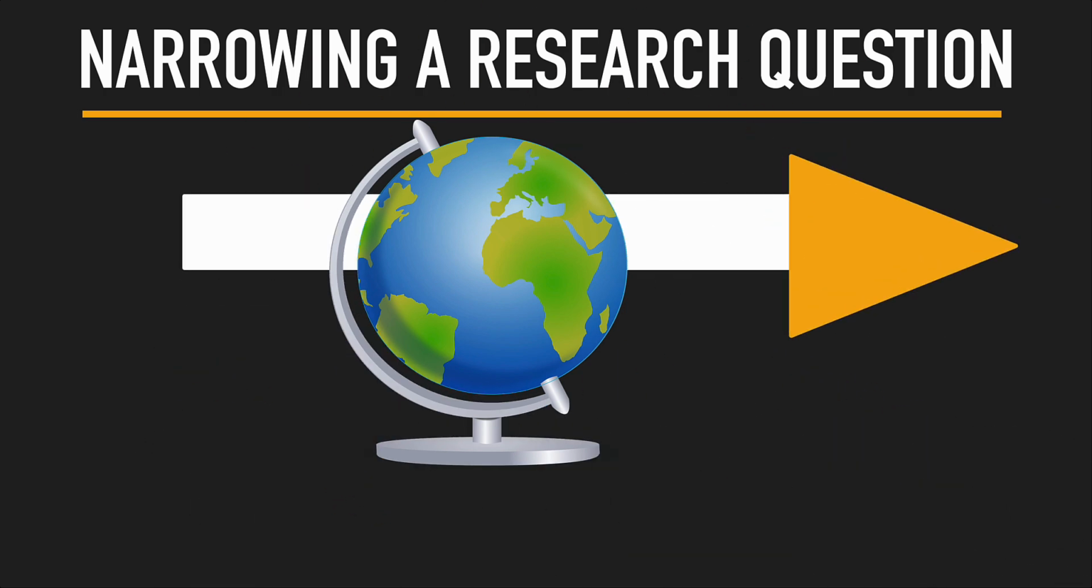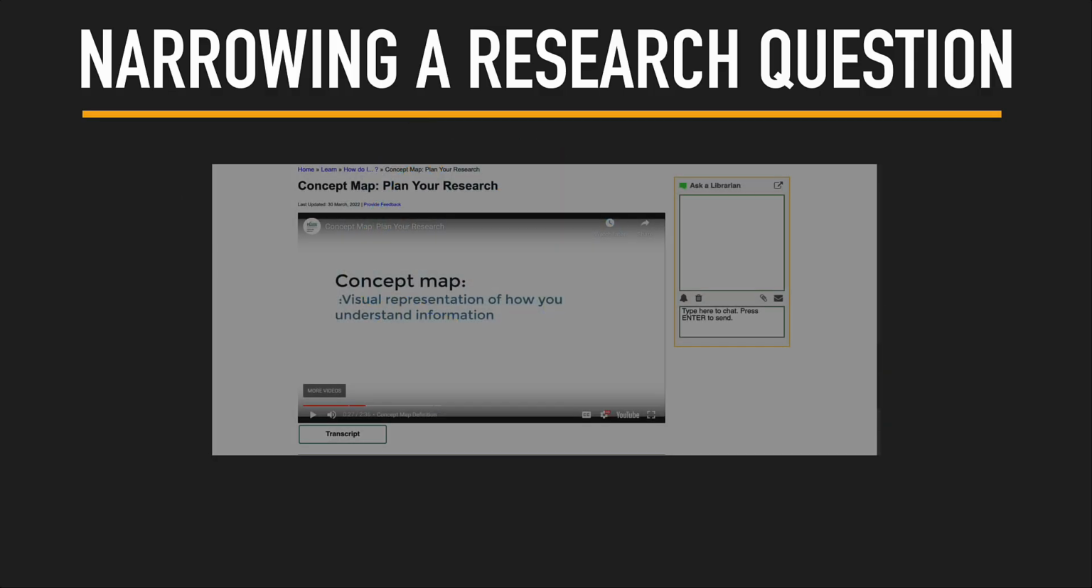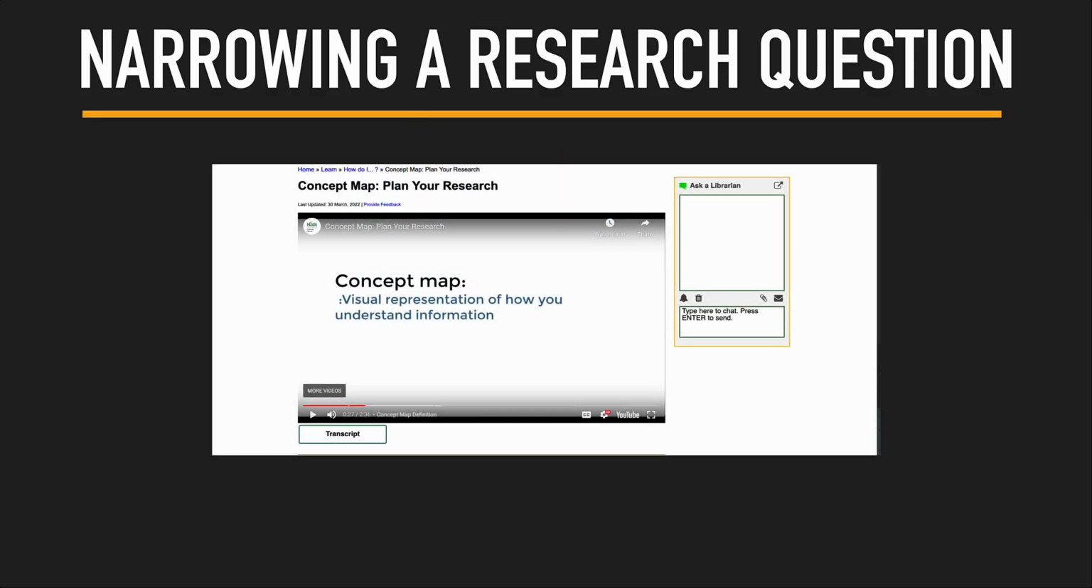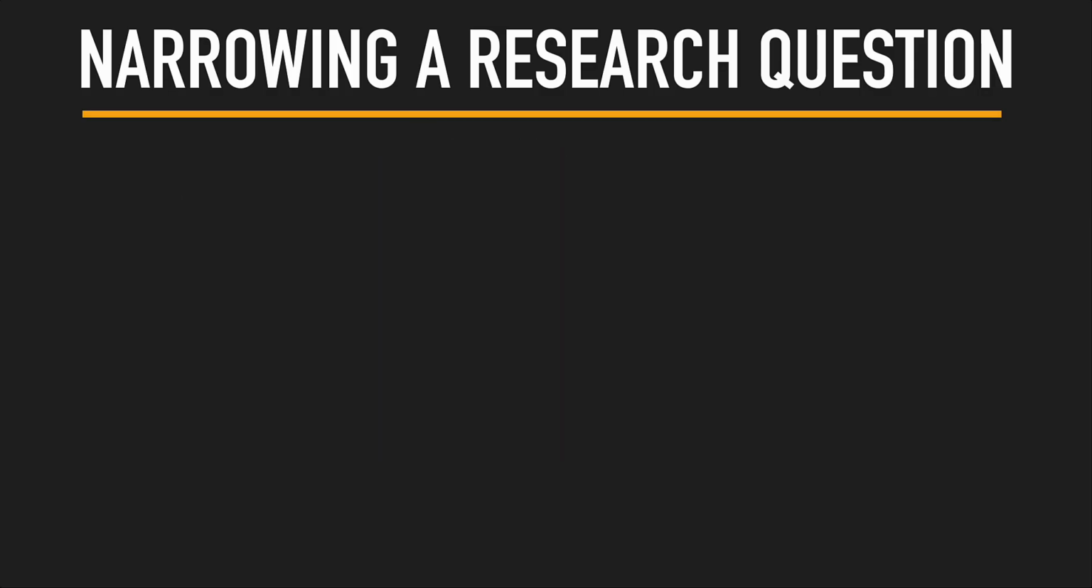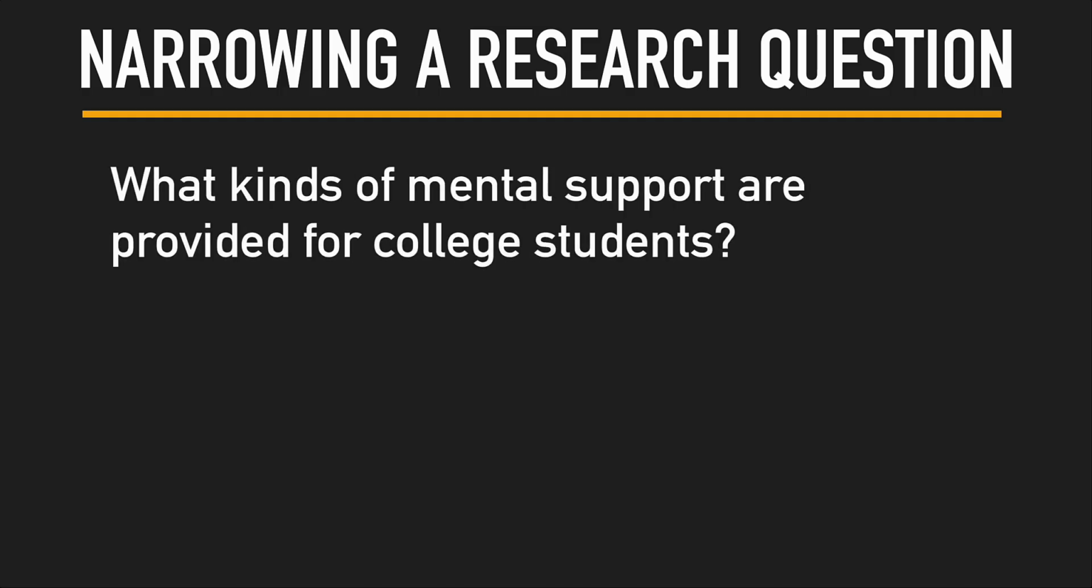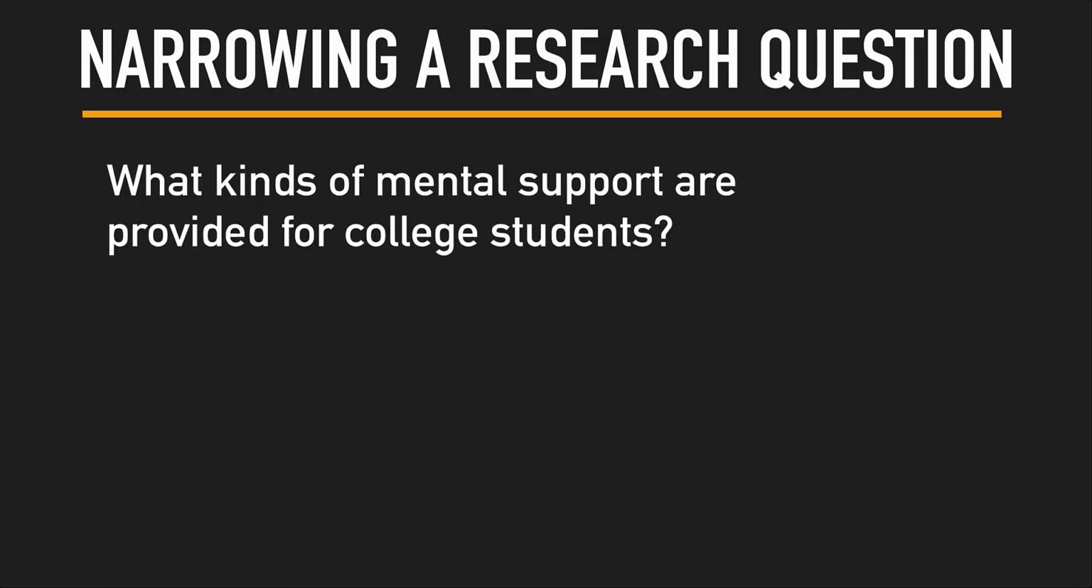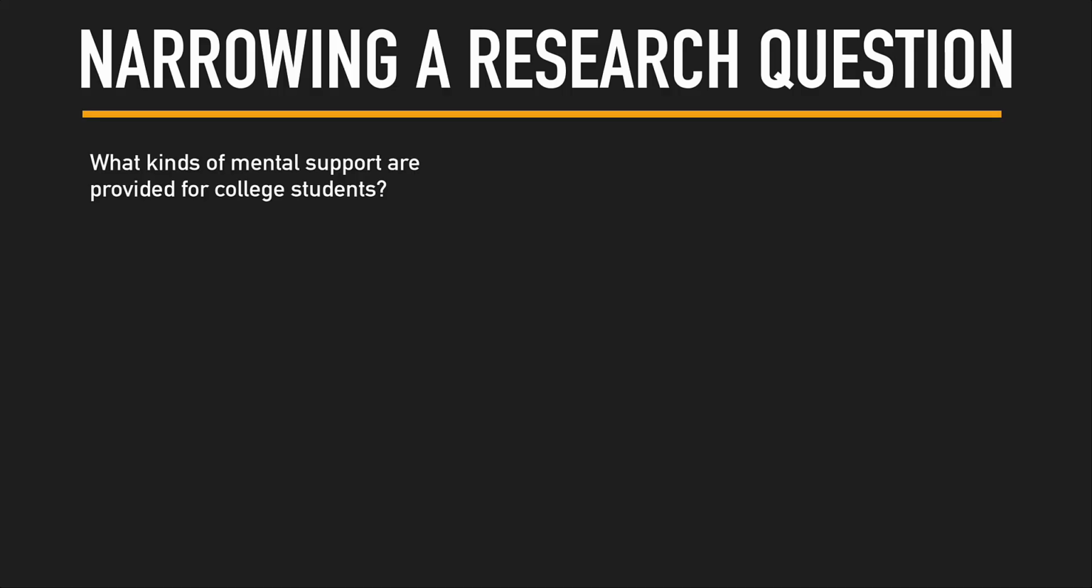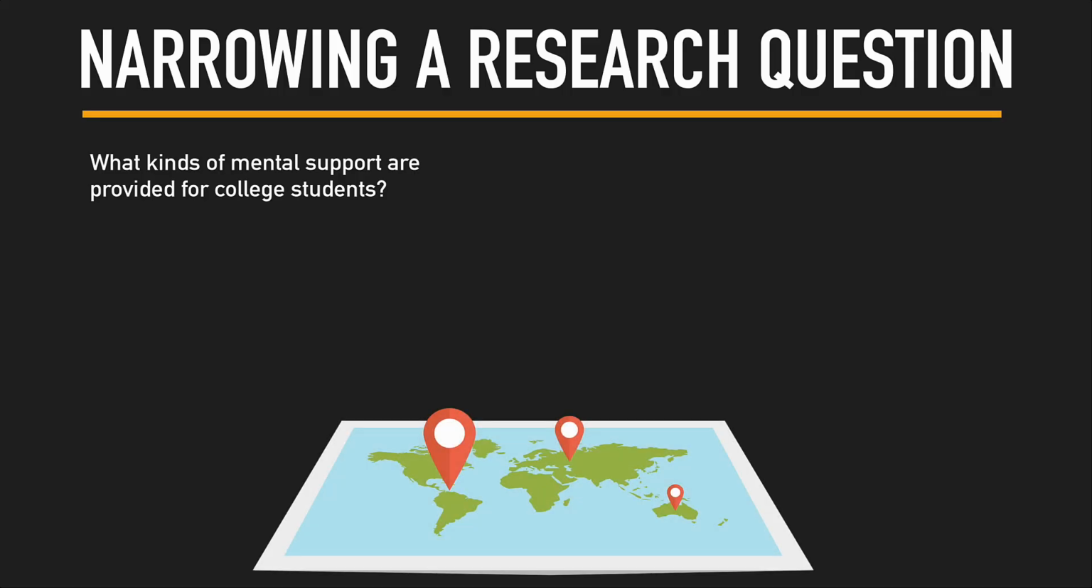There are additional ways to narrow a broad question. Let's use this research question as an example. What kinds of mental support are provided for college students? This question needs work. First, let's consider geography. You might want to focus on a particular country or region. Here, we'll focus on the United States.